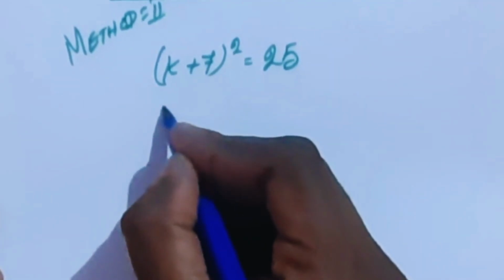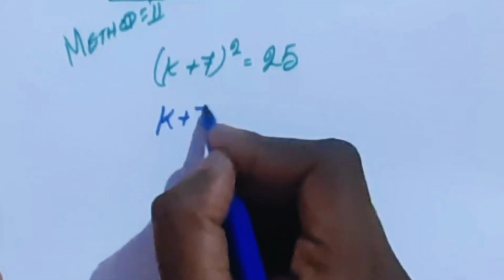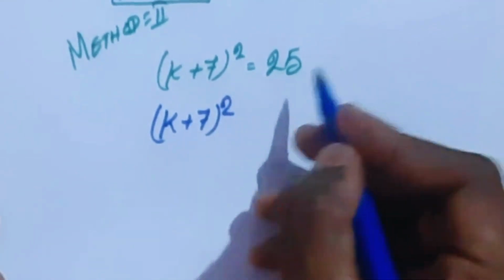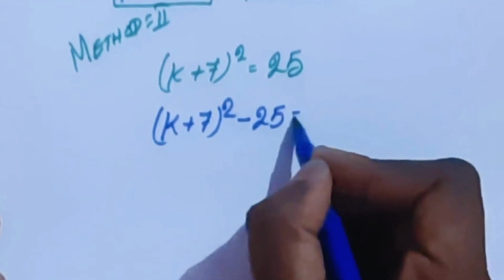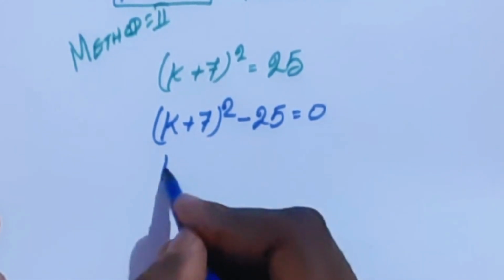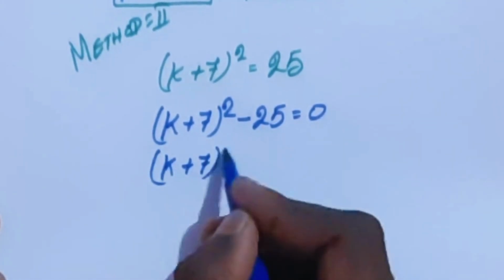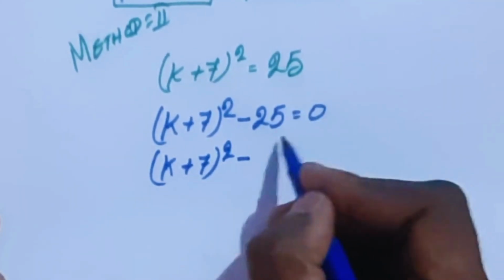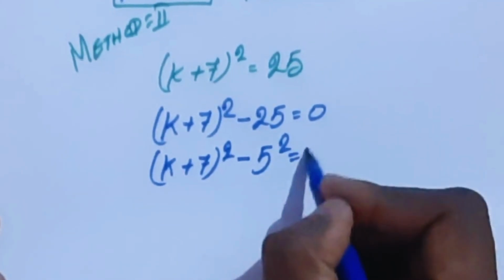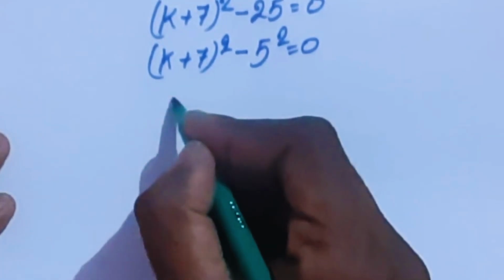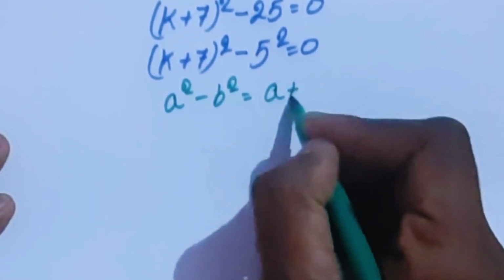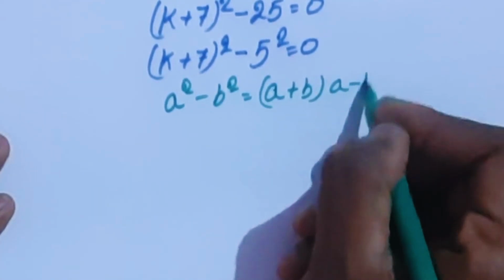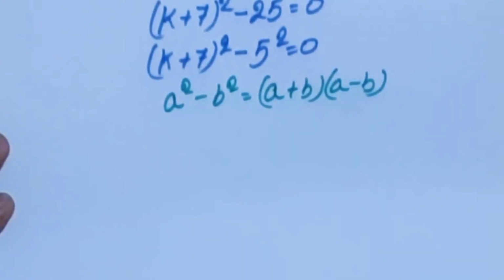Now (k plus 7) whole square, moving this 25 to the left hand side, so minus 25 equal to 0. Here (k plus 7) whole square minus 25 can be written as 5 square, equal to 0. Now we are going to apply this algebra formula here, that is a square minus b square equal to (a plus b)(a minus b). This algebra formula we are going to apply here.